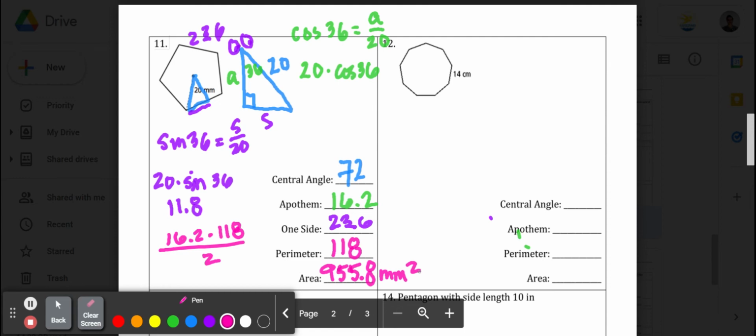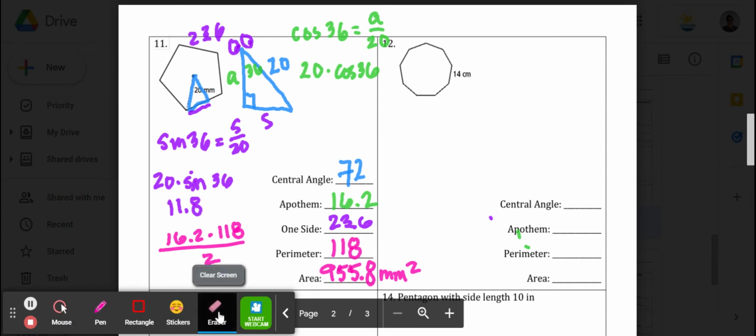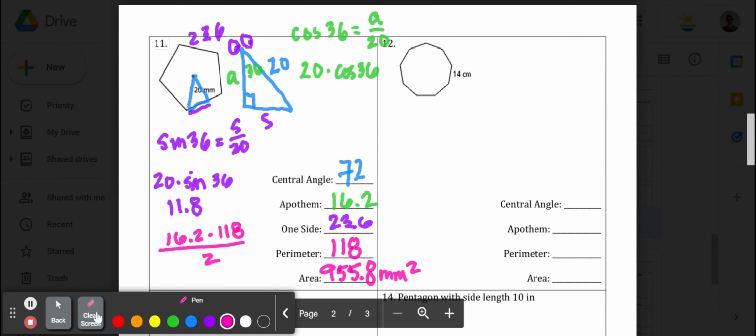955.8 square millimeters. All right, next one, we have 1, 2, 3, 4, 5, 6, 7, 8 sides again. So let's clean this up a little bit. There we go. All right, again, we've already done this. We know the central angle is 45. They're giving me the side of 14, so perimeter is really easy. It's 14 times 8. So we're going to book it through this one. That's 112. All I have to do is find the apothem.